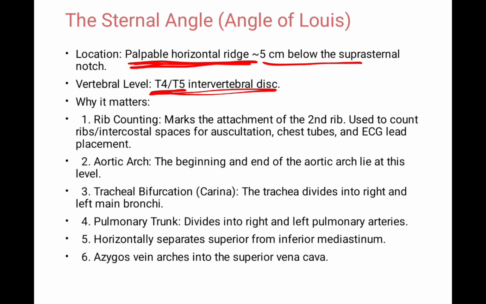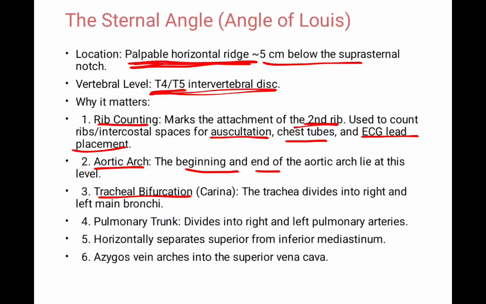Now, why is this knowledge of the sternal angle of Louis important? It helps in rib counting. It marks the attachment site of the second rib, so it is used to count ribs or intercostal spaces for auscultation, as well as insertion of chest tubes and ECG lead placements. Very, very important. Secondly, the aortic arch is located around this region. It begins and ends at this point, so the beginning and the end of the aortic arch lie at this level.